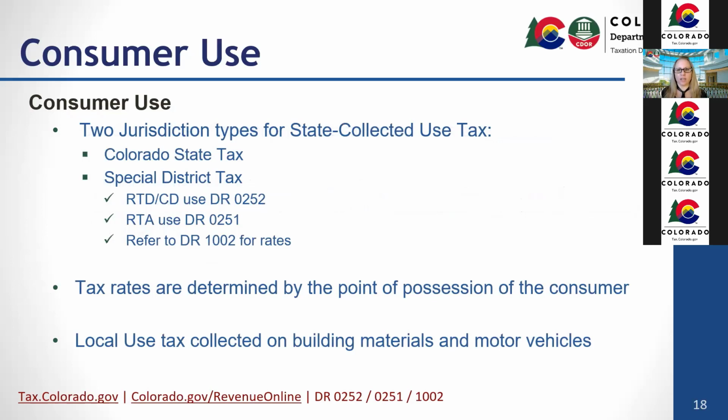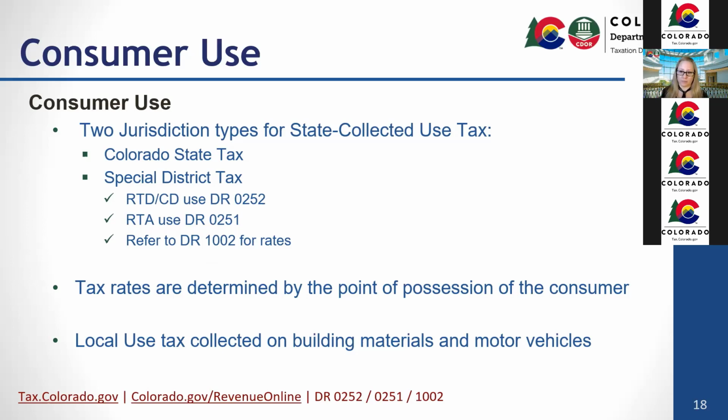There are two jurisdiction types for state collected use tax. One is Colorado state tax, and the second one is the special district tax. The special district tax includes the RTD, CD, or the RTA. You can refer to the DR 1002, which is the Colorado sales use tax rates document. Tax rates are determined by the point of possession of the consumer, meaning that you need to pay the tax at the point of purchase of the untaxed item. There are also consumer tax types that are not collected by the DOR, or Department of Revenue. For information on local use tax collected on business materials and motor vehicles, you can consult the 1002 or contact that local jurisdiction directly.